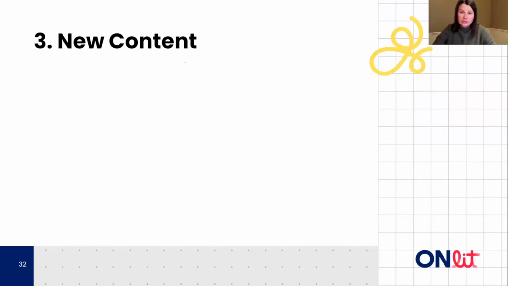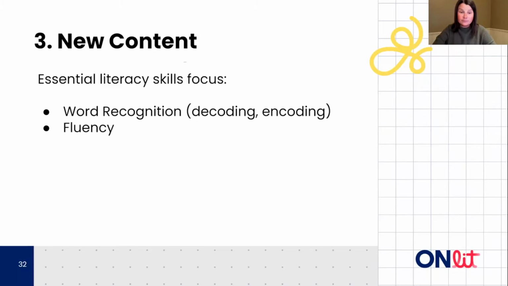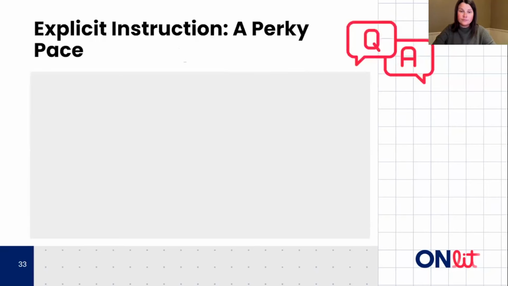Now that students have had the opportunity to build their oral language skills and review and practice previously taught skills, now let's get into some new content. During my new content lesson, we focus on word recognition, fluency, syntax, and sentence writing. When teaching new content, students are in the acquisition stage of instruction and require explicit instruction.